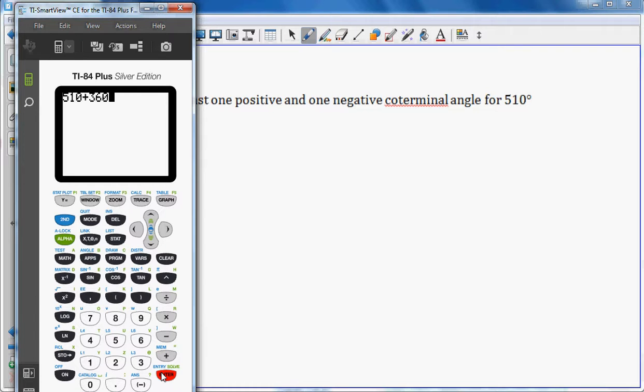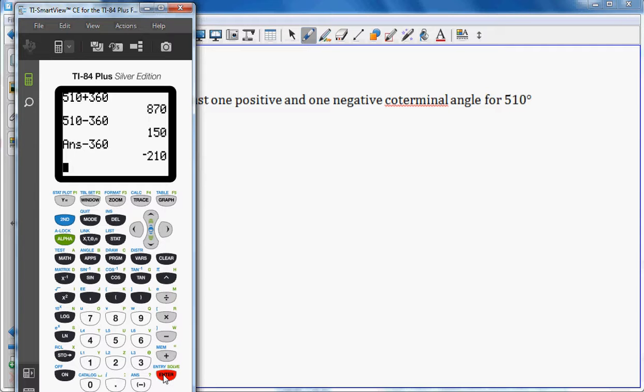Now you can also subtract 360 from 510. Now if you notice, that gives us just another positive coterminal angle. That's fine. You can use either one of those as the positive coterminal, but to get the negative one, we're going to have to subtract 360 again. You can add and subtract 360 as many times as you want to get coterminal angles. So for the positive one, you can use either 870 or 150. Both are fine. And then for the negative one, negative 210 degrees.